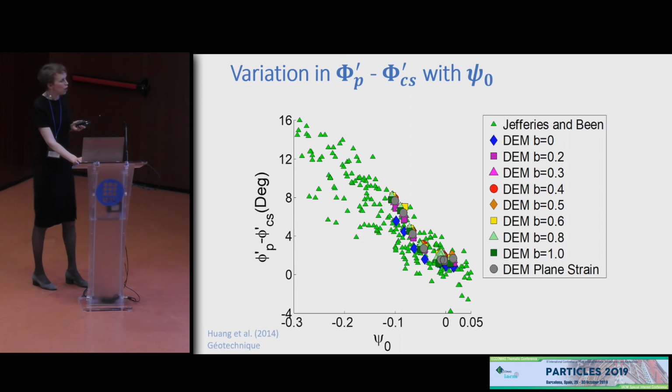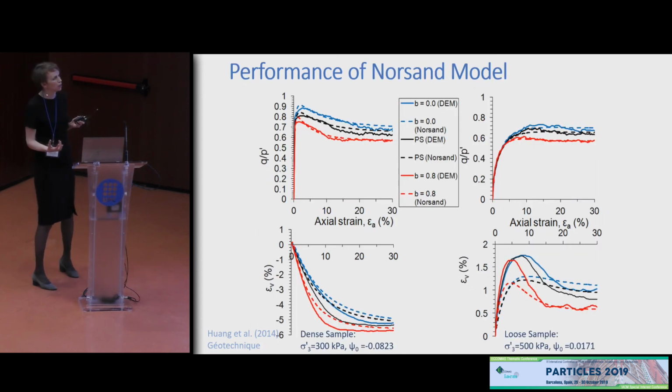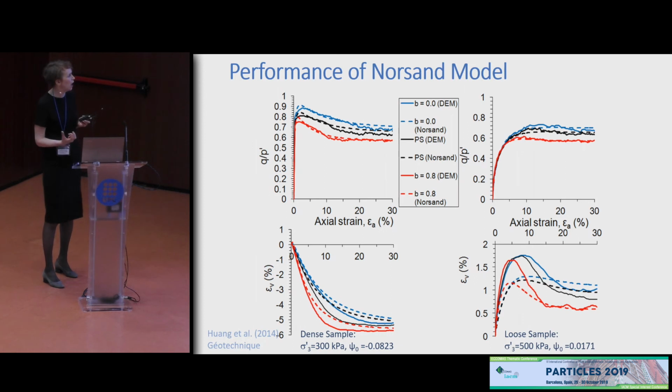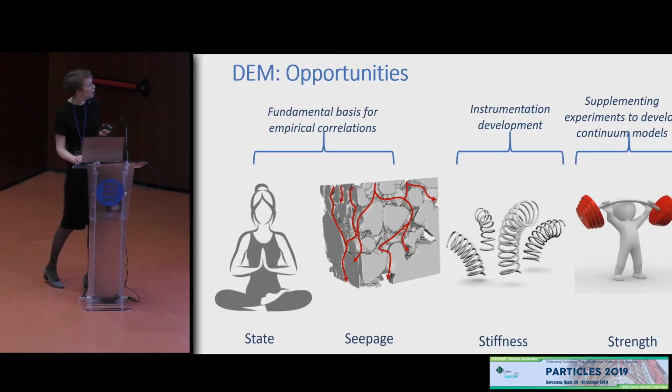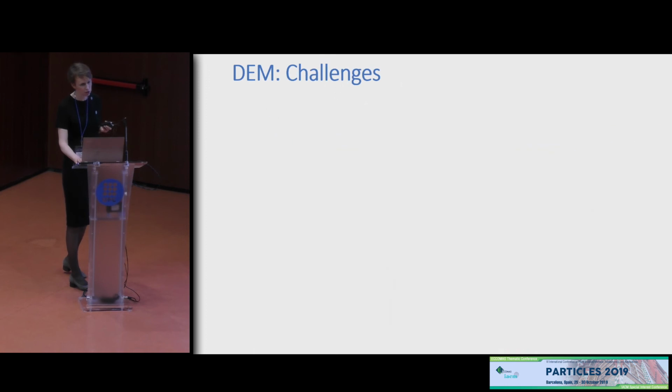We can then use our model, recognizing that it looks at this critical state framework under a general stress state, to interrogate some of the models that are used in practice that were developed using data obtained from a triaxial stress state, and look at their performance under a general stress state. So I think these are ways we can use DEM that can be incredibly useful to current engineering practice.